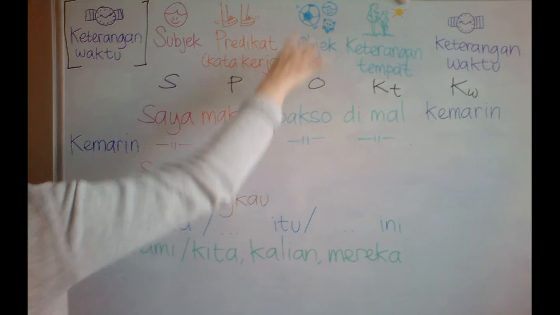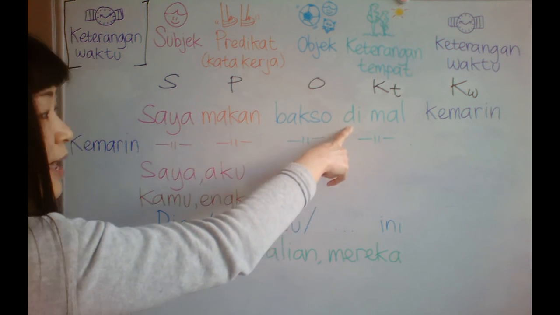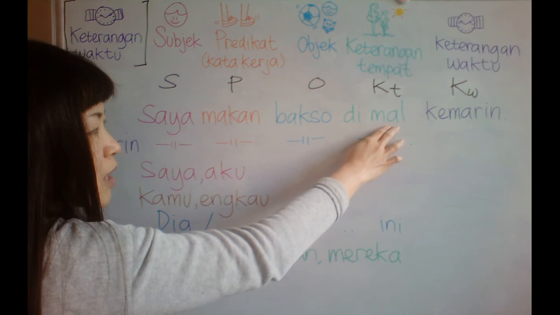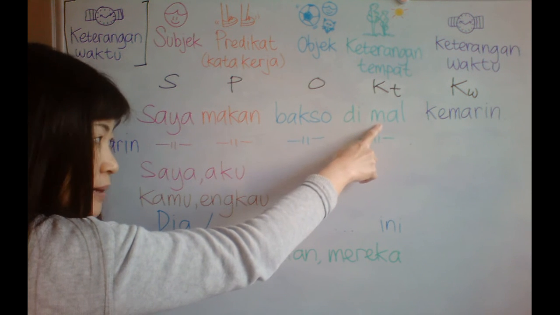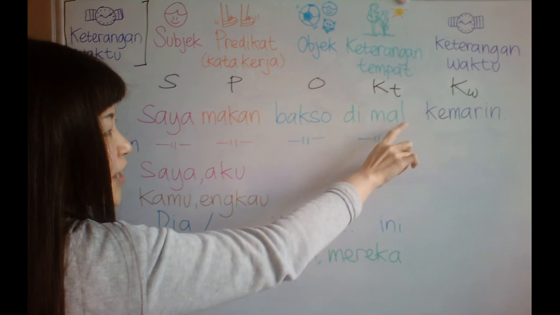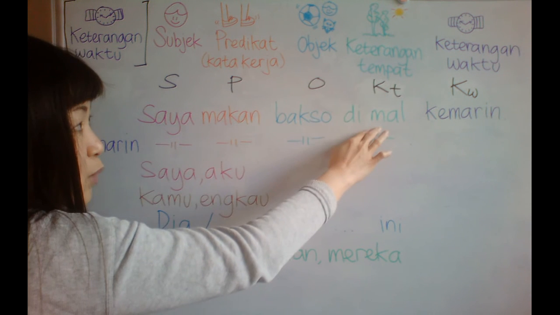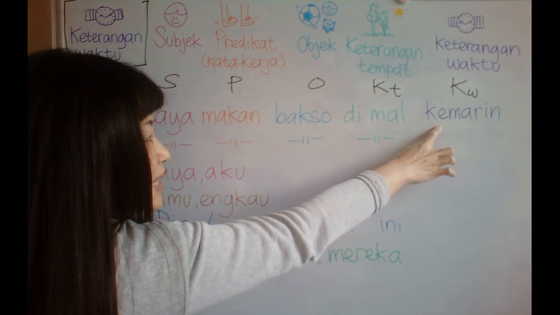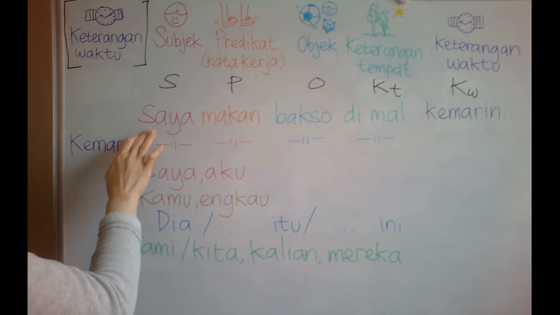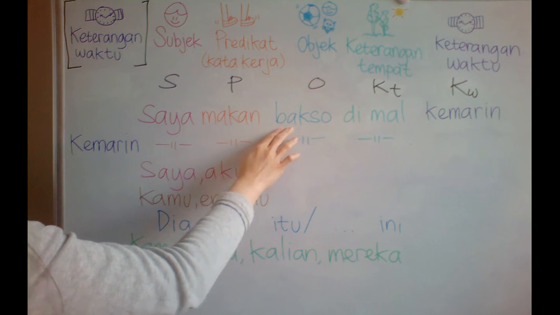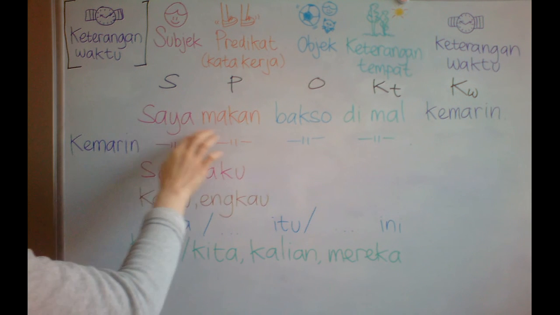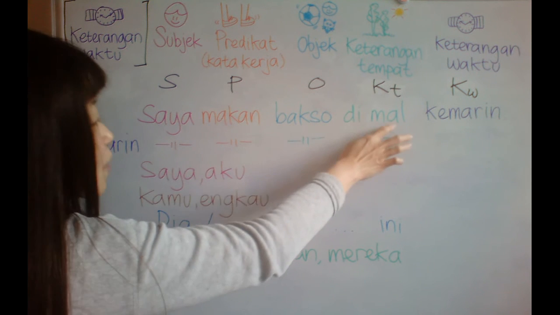Bakso, Indonesian meatball, object. Di is at. Mal is mall, even though we write it as mal, but we read it as mall with one L. This is place. And then kemarin, yesterday, time signal. I eat Indonesian meatball at the mall yesterday. Saya makan bakso di mall kemarin.